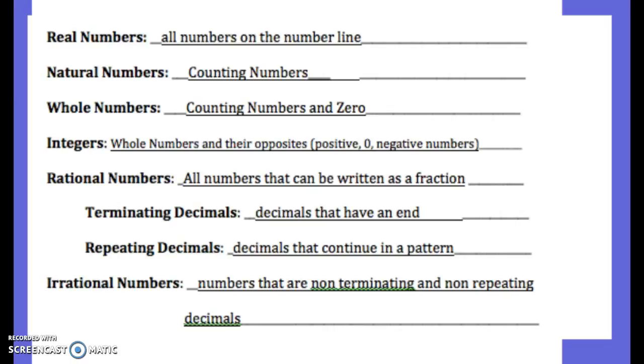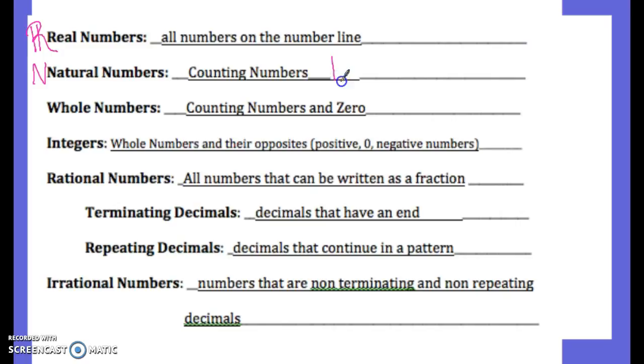Okay, so take a minute and we're going to jot these down. So the real number system, they have some special names. The first one we're going to talk about is real numbers. It's everything on the number line. Natural numbers are abbreviated with an N. Real numbers are abbreviated with an R, a fancy looking R.